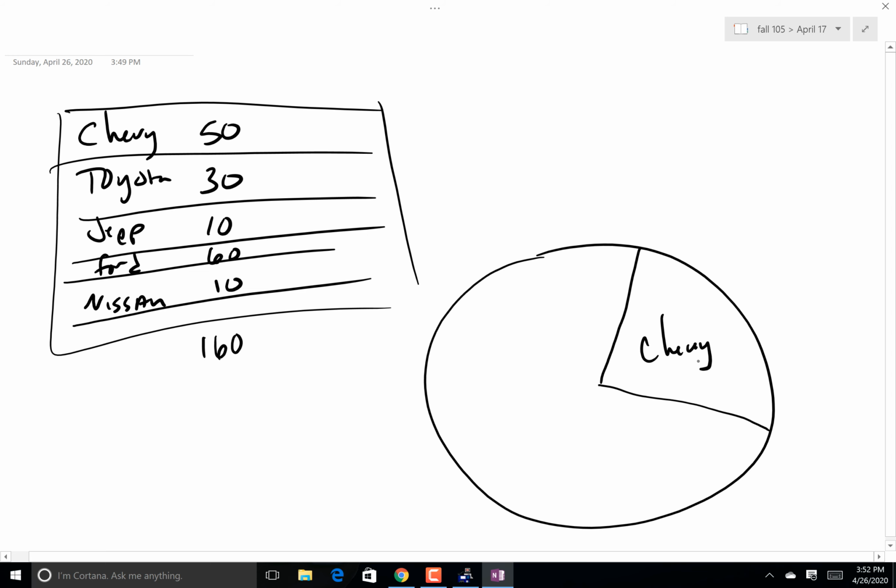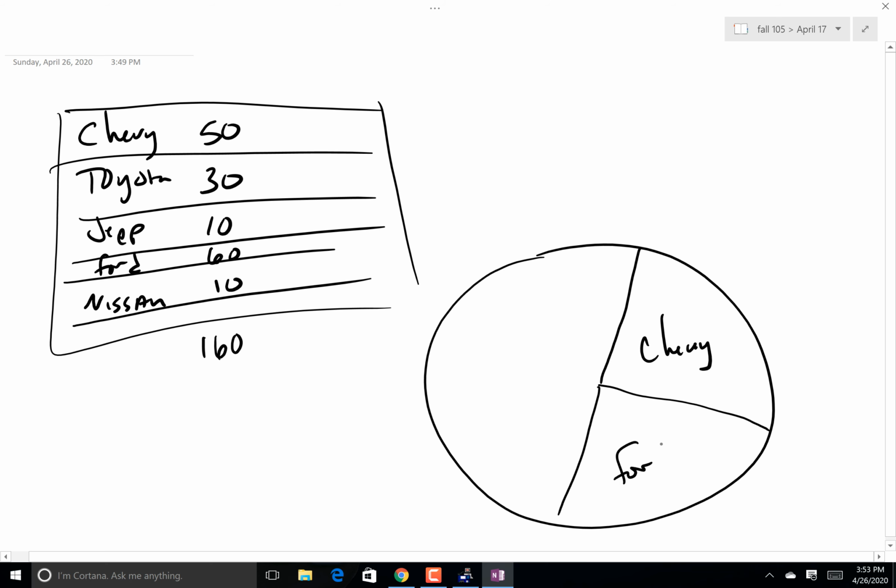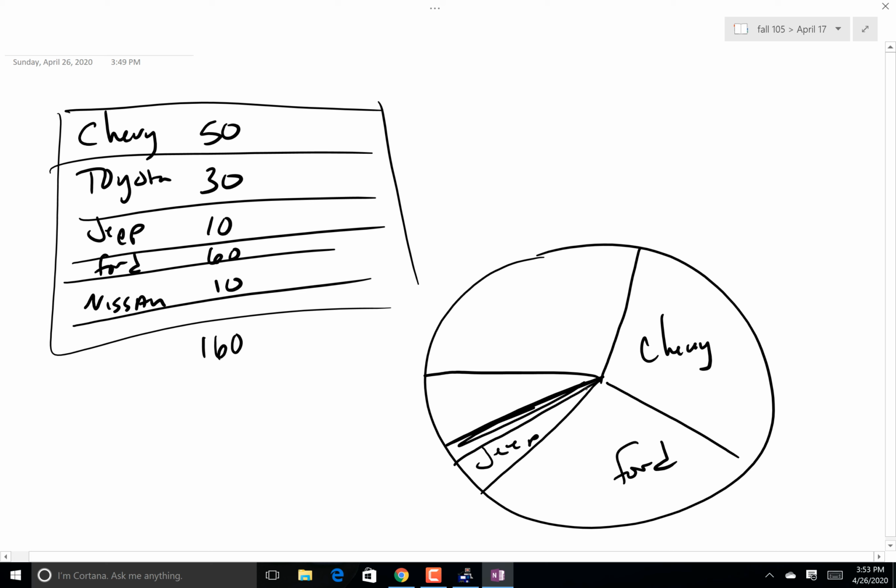And you're like, oh, so at a quick glance, and of course the computer's going to do all this work for us. I'm just showing you where it's coming from. Now notice that should be a little over 50% total, right? So I'm going to go a little bigger here. So there you go. And then 10 out of 160 would be about 6% Jeep, and about the same size Nissan, of course. There's my Jeeps. Here's my Nissans, and then what's left over should be Toyota.